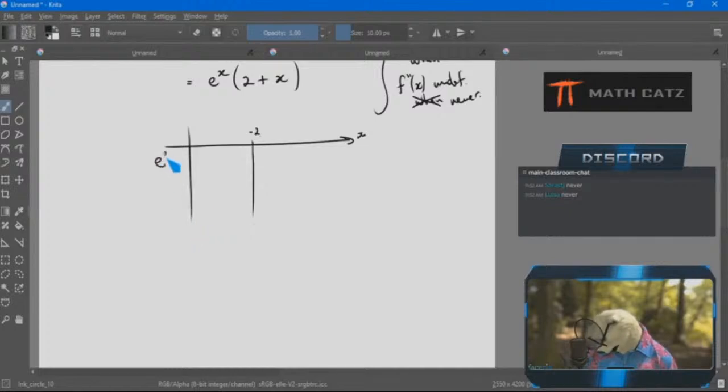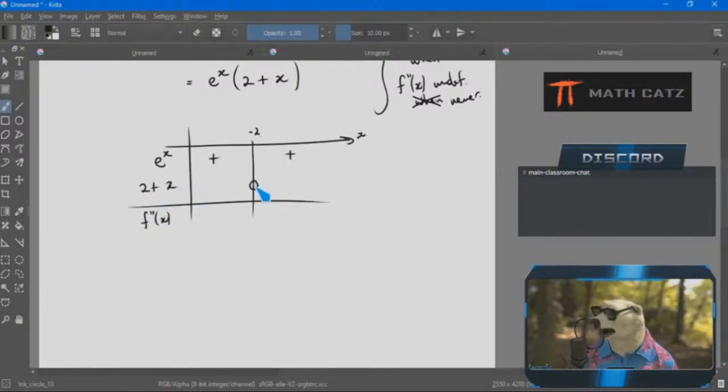Then I'm going to list everything. I have an e to the x, I have a 2 plus x, and they combine to give me my second derivative. E to the x, we just said, is always positive. 2 plus x is 0 when x is negative 2. It's multiplication to make the second derivative 0. It's going to go, double check, negative to positive.